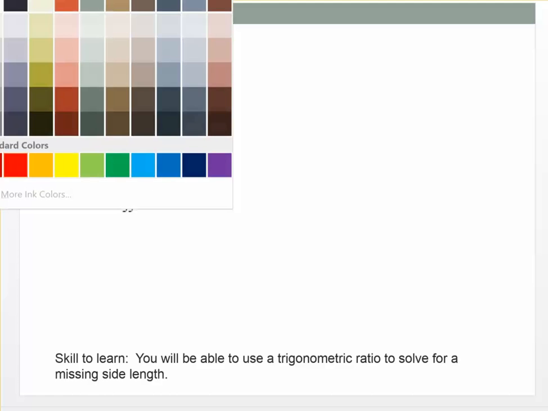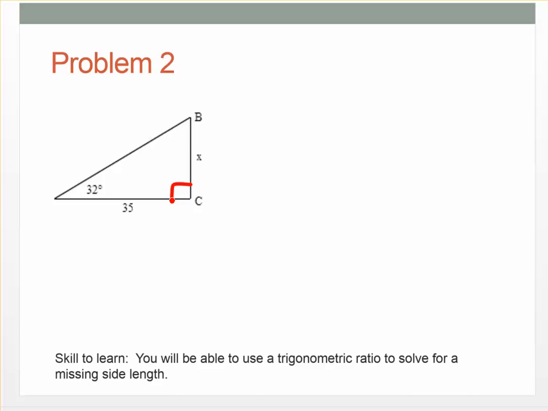We do know that that's a right angle. Okay, so that's a right angle. This is a 32-degree angle, and it's the only angle we're given. Now, we could find angle B, but we don't need to. We can just work with this angle as our reference angle.